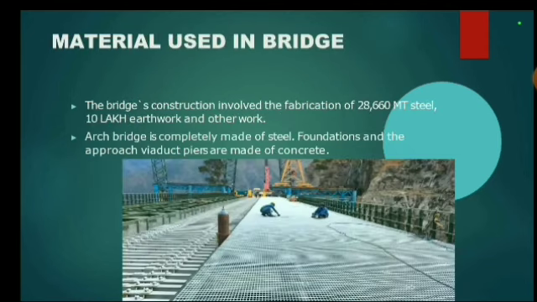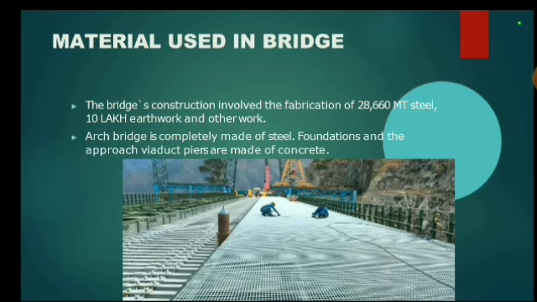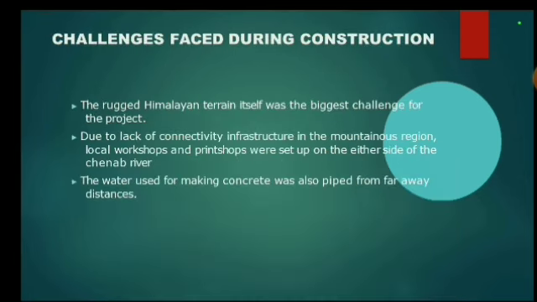The bridge's construction involved the fabrication of 28,660 metric ton steel, 10 lakh cubic meter earthwork and other work. The arch bridge is completely made of steel; the foundation and approach viaduct piers are made of concrete.